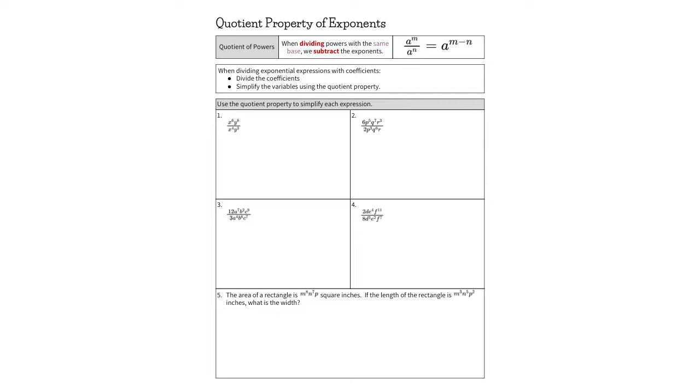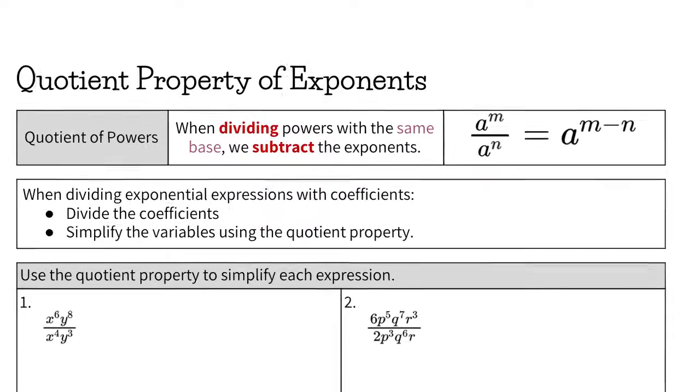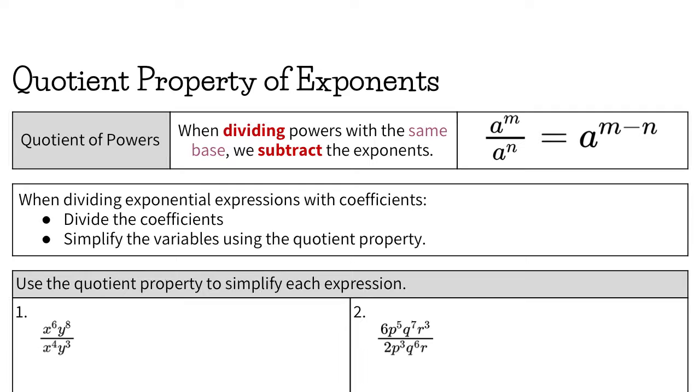Hey guys, today we're going to continue talking about the quotient property with exponents. So remember, the quotient of powers property says that when you're dividing powers with the same base, we subtract the exponents. So I have an example here. Notice how they're both a, so that means that they have the same base. So that means I can subtract their exponents, m minus n. So always whatever's in the numerator, subtract what's in the denominator.